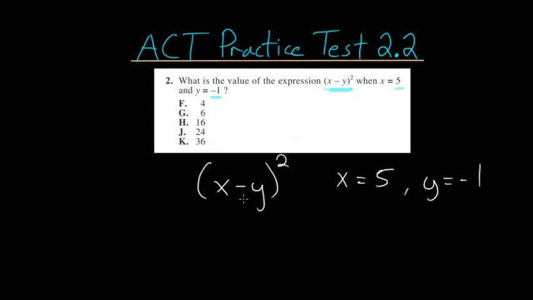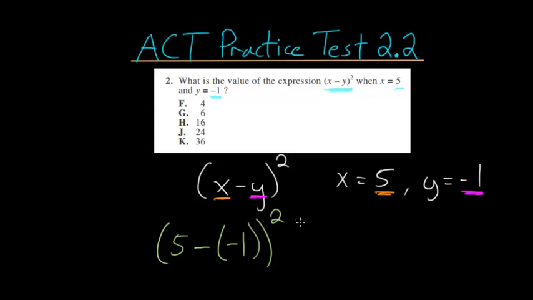So in the expression, we just need to replace this x with 5, and we have to replace this y with -1. So let's do that. The x just becomes a 5, and then we have minus y, but y is -1. So I'll put that in parentheses just so that we can see that we have two minuses here. We're subtracting -1. And then the whole thing is squared.